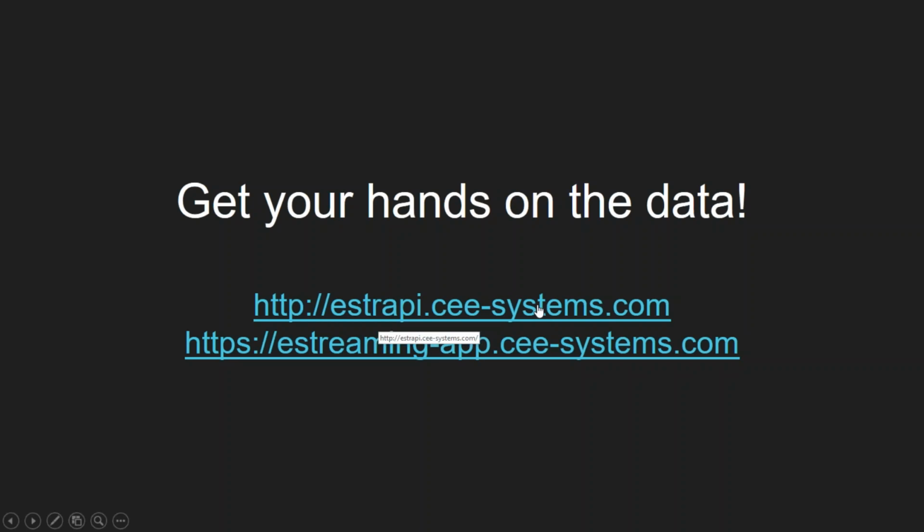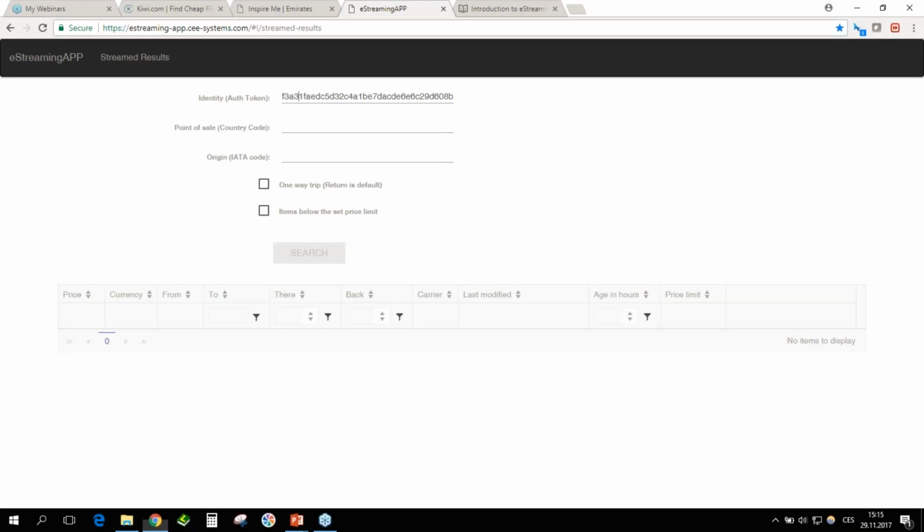You will go to this second link, and you'll see this simple interface. So this is the token that you will receive via email after the registration. You just enter the token here. The point of sale will most probably be your country, but it can be anything else. In our example, let's stick to CZ for the Czech Republic.